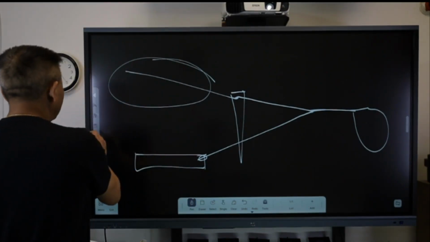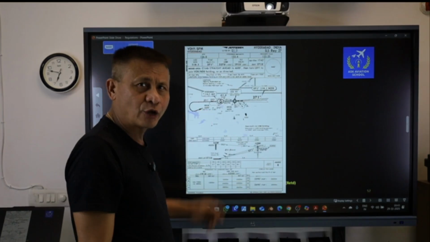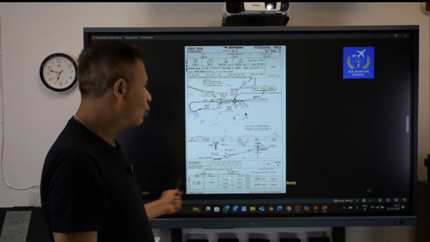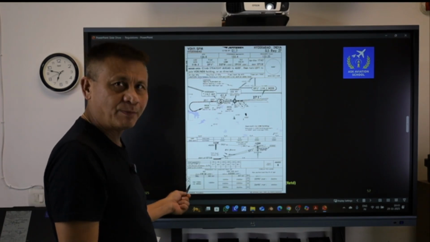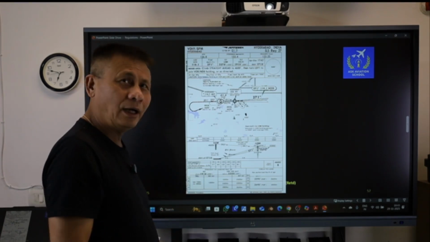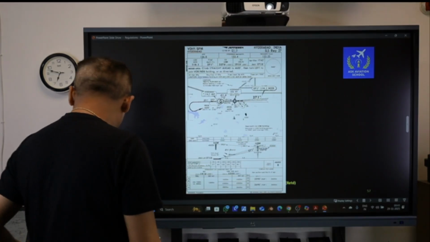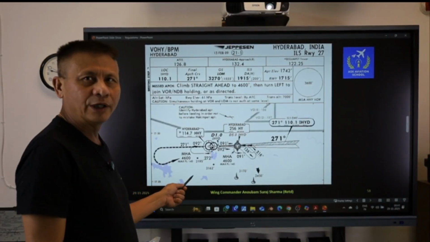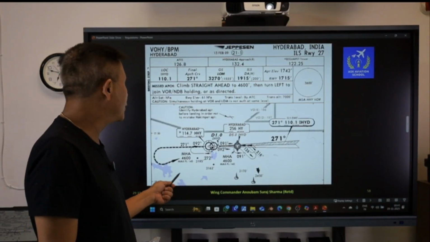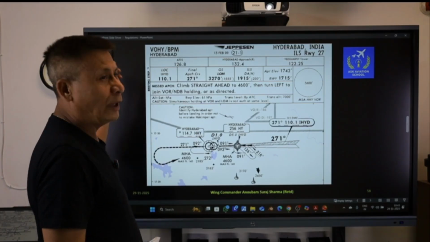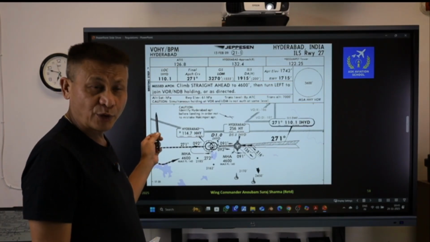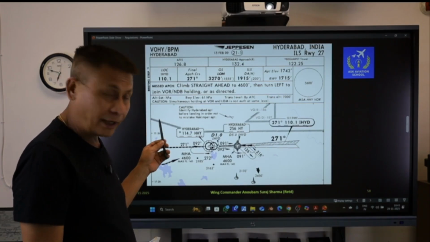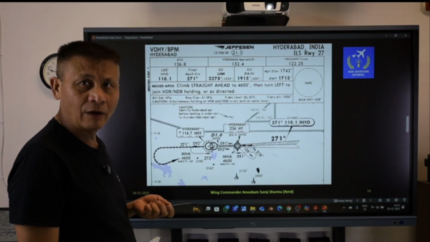Now let's come back. So this is one such instrument approach procedure. The instrument approach procedure plate looks like this. However, for explanation purposes, I will be zooming in and will explain the instrument approach procedure. This is the upper part, or what we call the plan view of that instrument approach procedure. Whenever we are reading this instrument approach procedure, we will be reading from the top to the bottom and from the left to the right, even when carrying out a briefing.